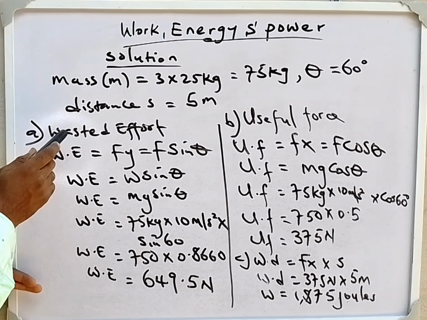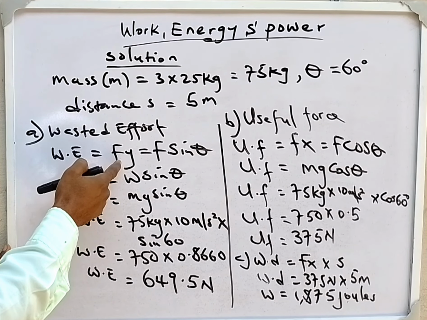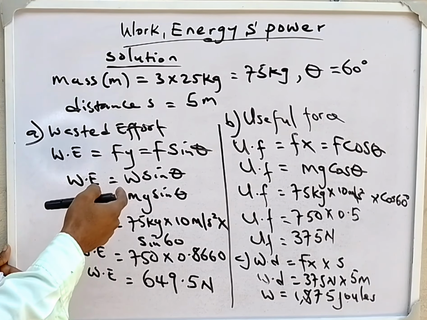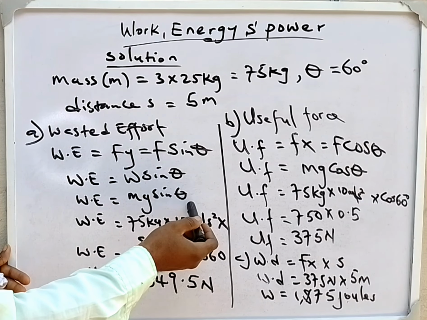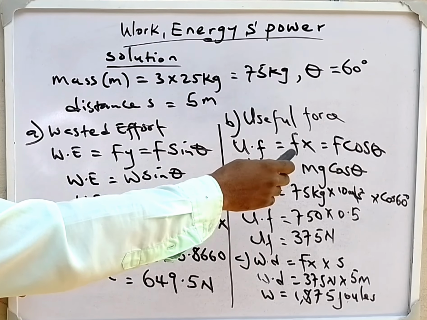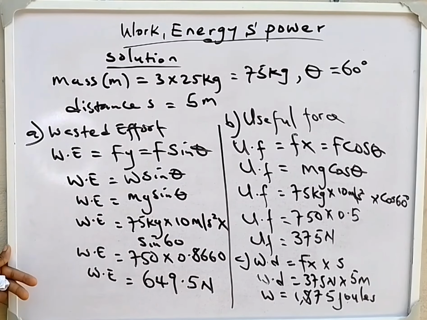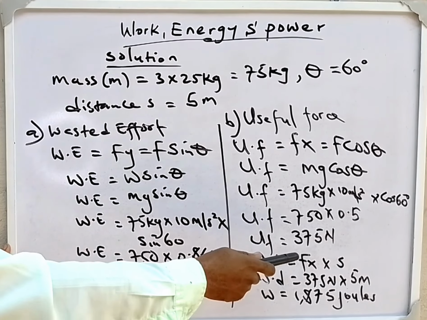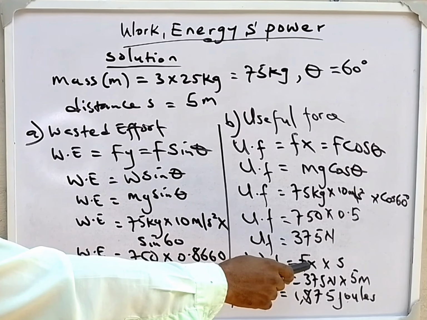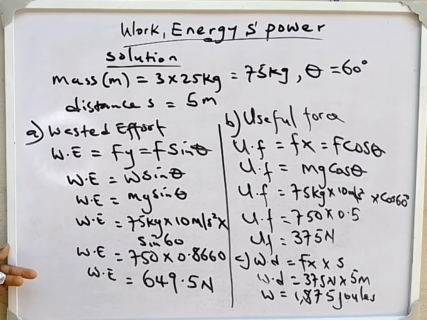Remember, the first question is calculate wasted effort, and wasted effort is the same as force in the y direction, and force in y direction can be expressed as mg sin theta. Then useful force is force in x direction, and force in x direction is the same thing as mg cos theta. Then work done is Fx, the force doing the work, multiplied by the distance moved by the barrel, which is 375 Newton times 5 meters.